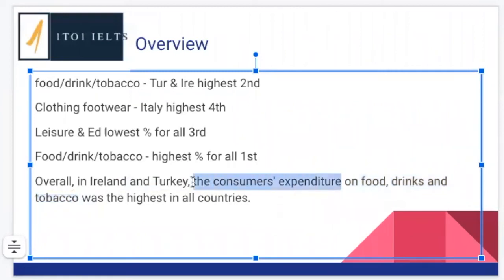So then we've got this part. So we've got really a choice, consumers or expenditure. Consumers is modifying the word expenditure. So this is the main noun. So of all of this big noun phrase, we've got to conjugate to expenditure. So the consumer's expenditure on food, drinks, and tobacco was the highest in all countries.